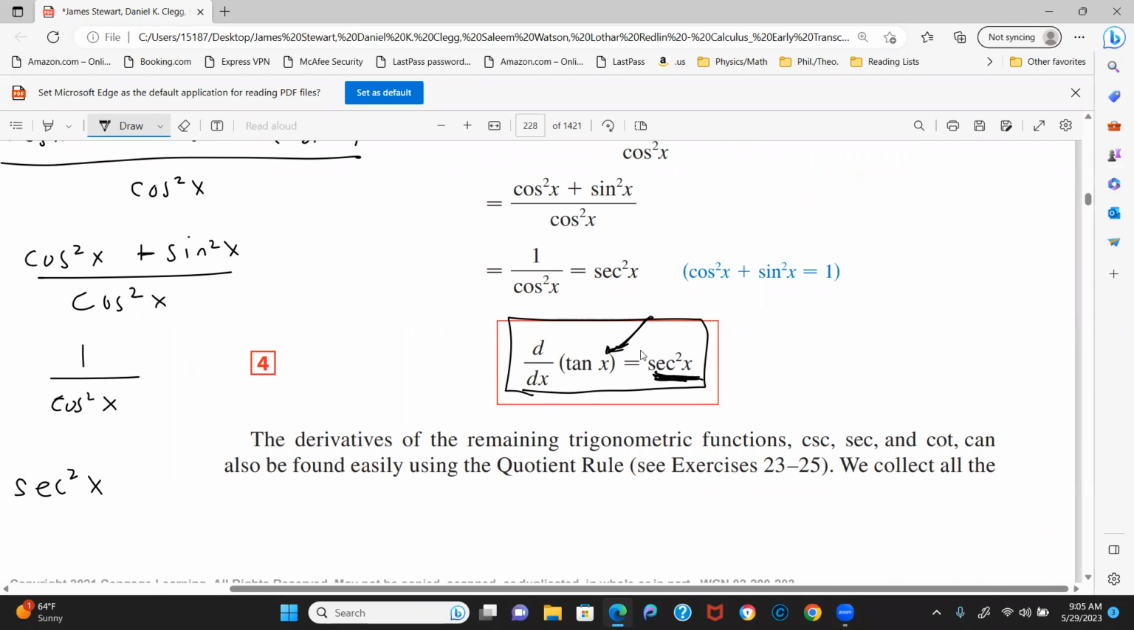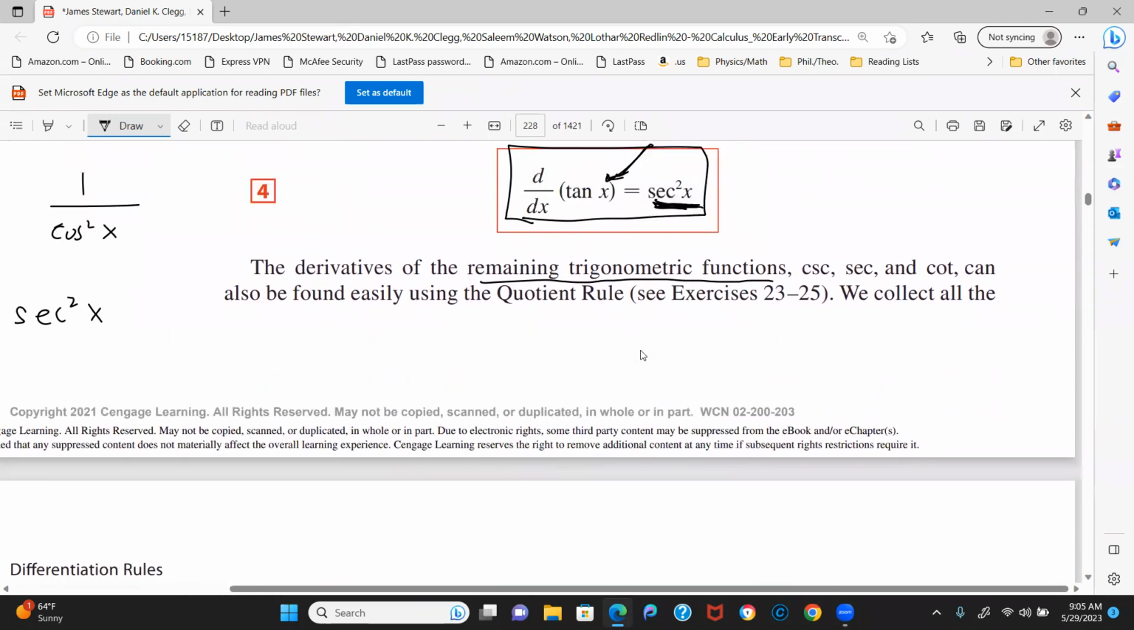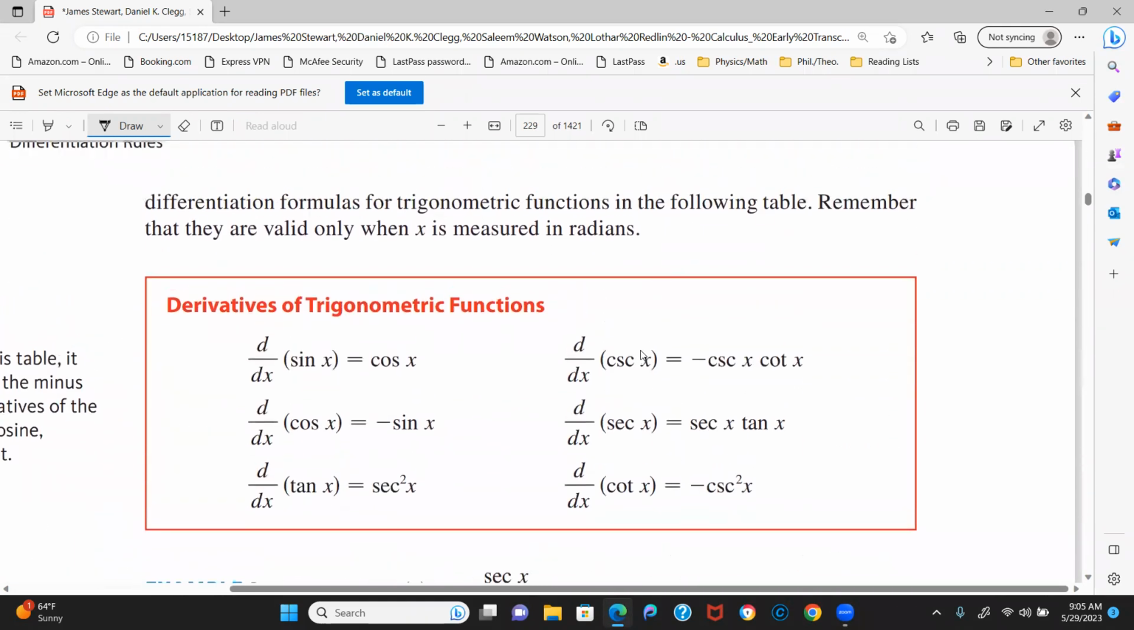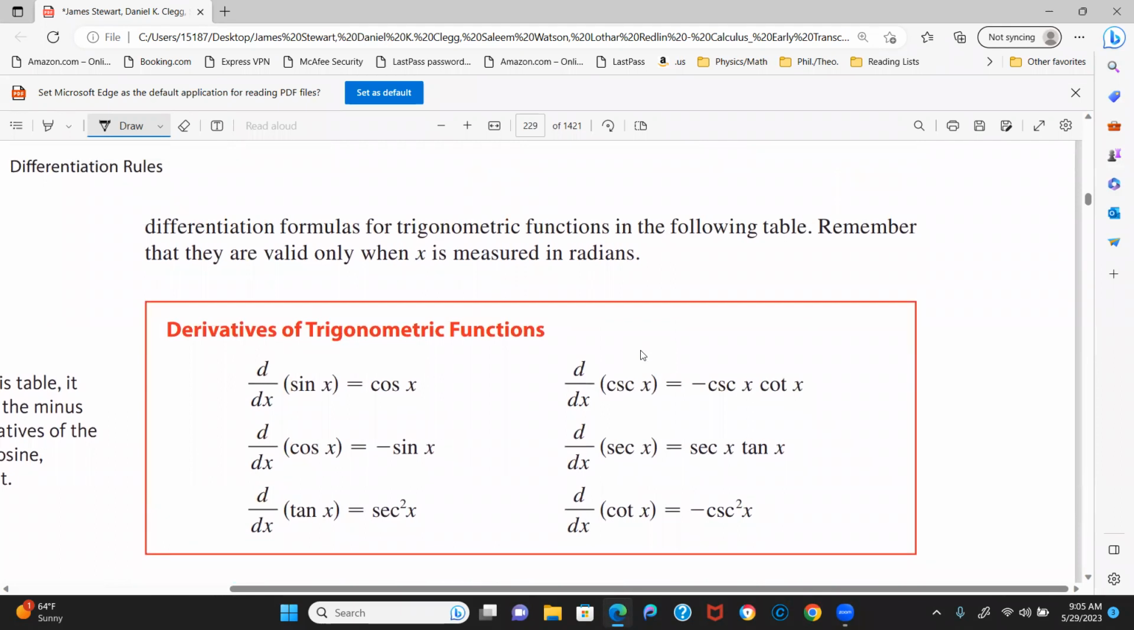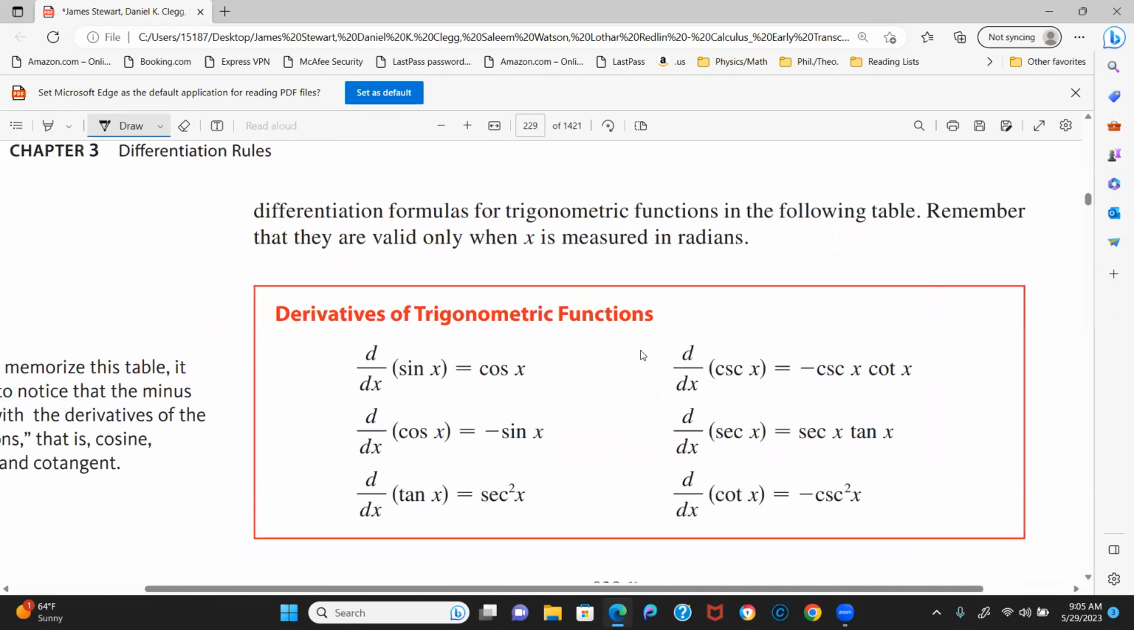All right, so now we can get the derivatives of the remaining trig functions, and you just do this using the quotient rule, repeatedly. So here is this table right here. Here's a complete table of all the trig functions' derivatives, I should say.